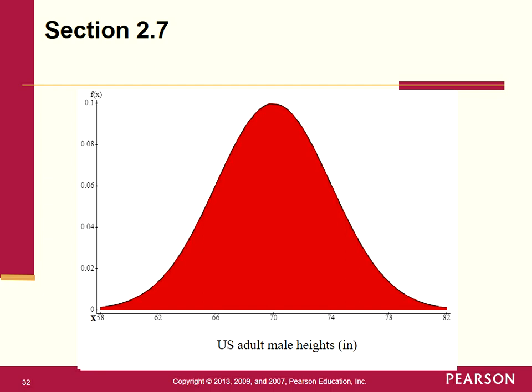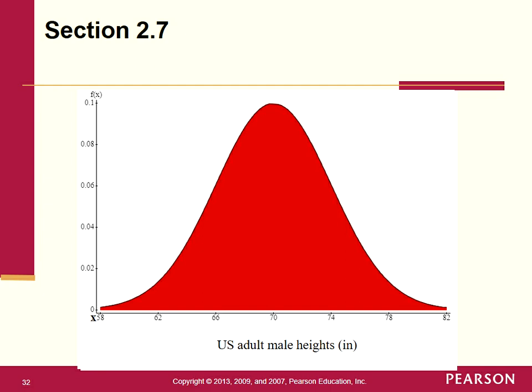So I might ask you, give me the interval of data where the middle 68% of the data lies. And you would say, okay, middle 68%, empirical rule, one standard deviation, so I have to go out one standard deviation from the mean. That would be from 66 to 74. Hopefully that makes sense to you.